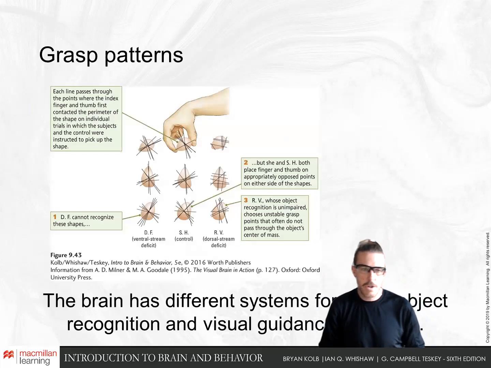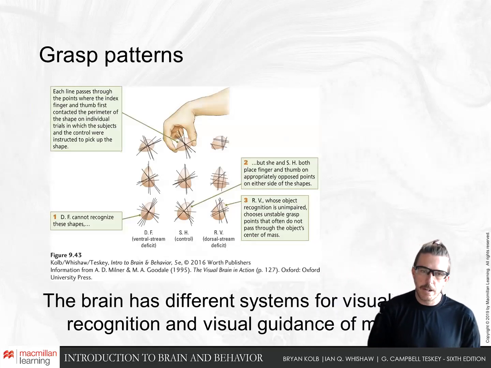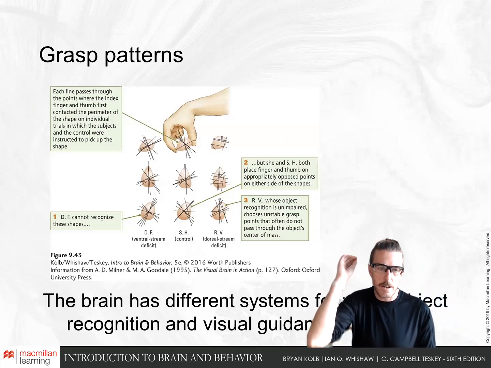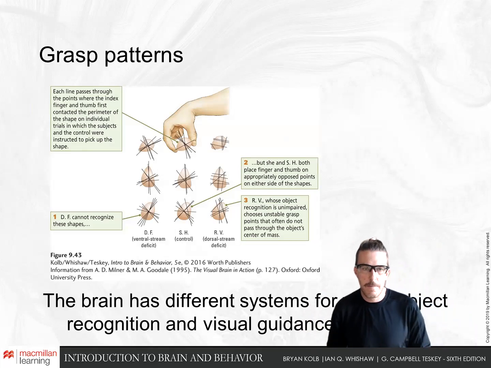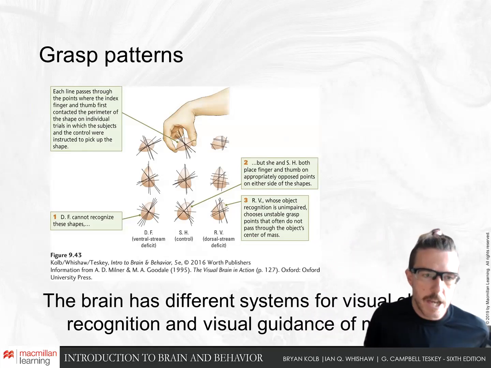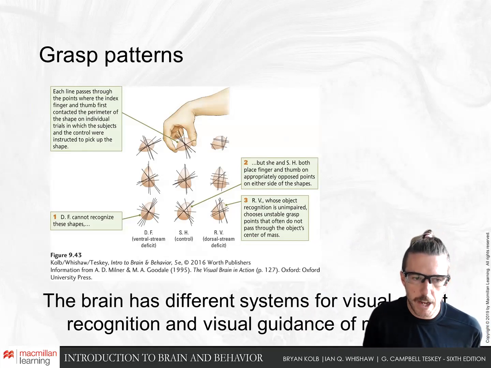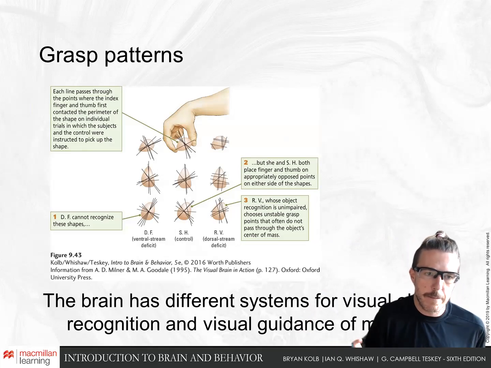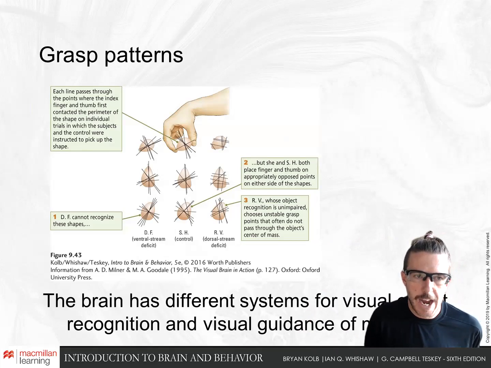One good demonstration of these two pathways occurred across these two patients, DF, who had a ventral stream deficit, and RV, who had a dorsal stream deficit. So DF, even though they couldn't identify these different shapes because of their damaged ventral stream, when asked to grab them, reached out and grabbed them in the appropriate places given their shape at the long and other axes, similar to how control participants did with normally functioning brains.